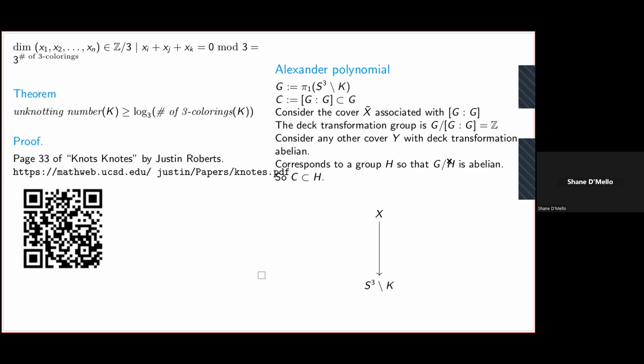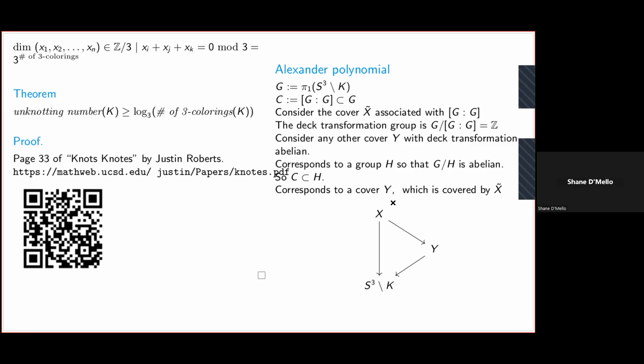And so since this has to be abelian, the only way this can be abelian is if this subgroup that you're quotienting by is big enough to contain the entire commutator subgroup. And because of that, if you look at any other cover whose deck transformation group is abelian, it will be covered by X tilde. This should be an X tilde, sorry. There's a typo over here. So it has to be covered by X tilde.